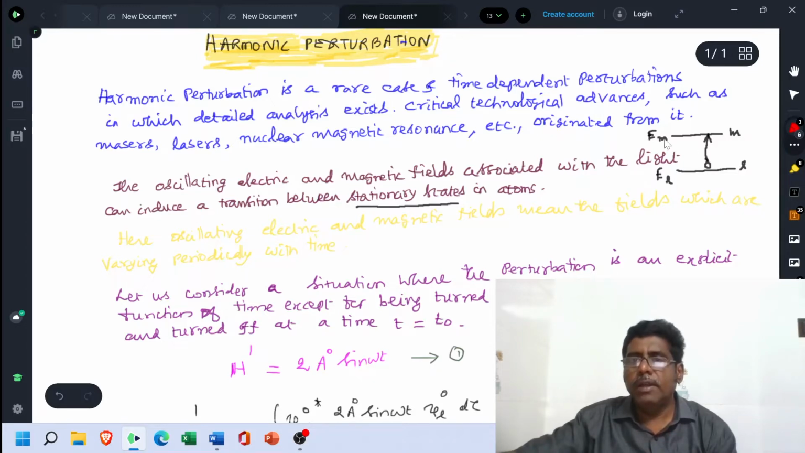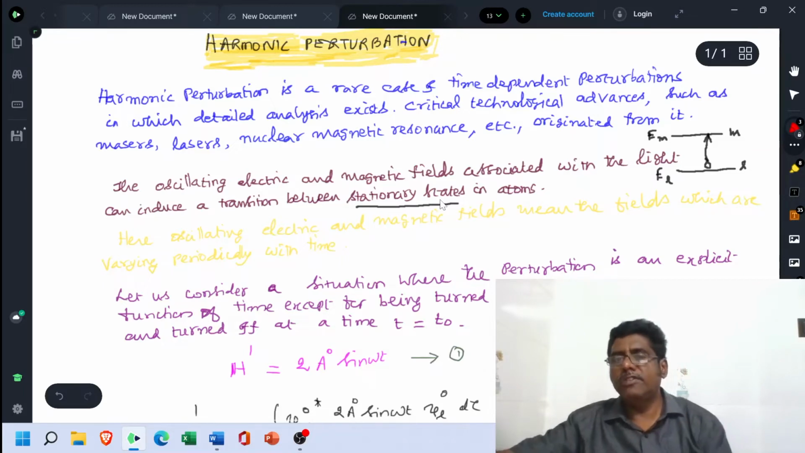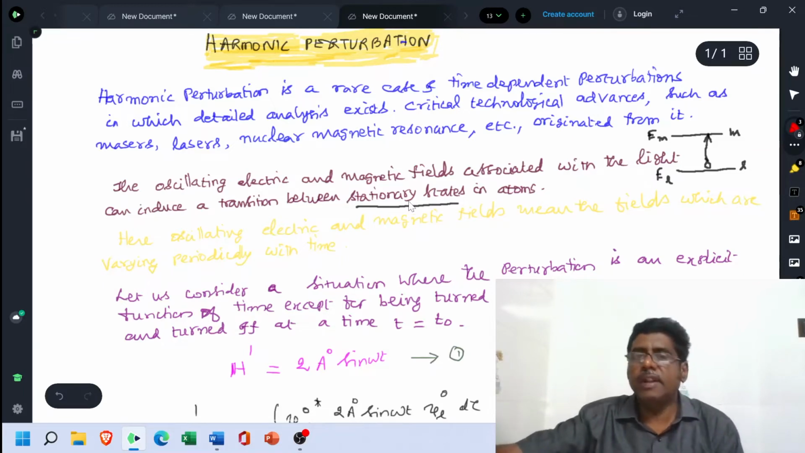However, the values of Em and El are fixed. There is no change in their energy, but transformation from one state to another is possible. A transformation of this type is called a stationary state transformation, or stationary state transition. Here, oscillating electric and magnetic fields mean fields which vary periodically with time.